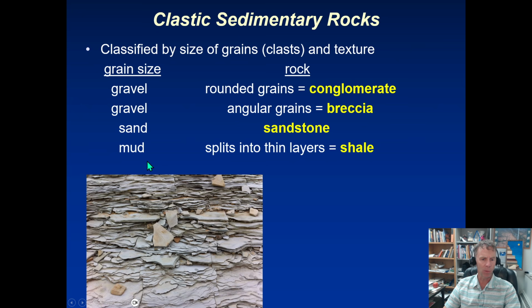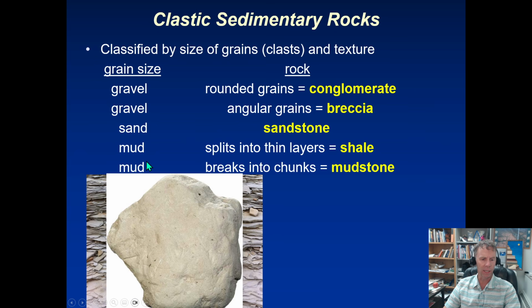If it's the same size particle but it is more blocky, we might call that a mudstone. So now it's not breaking along those lines because of its depositional history, but it's still fine-grained, smooth to the touch, and so we would call that a mudstone. So five classic sedimentary rocks here to learn in the Geology 101 class.